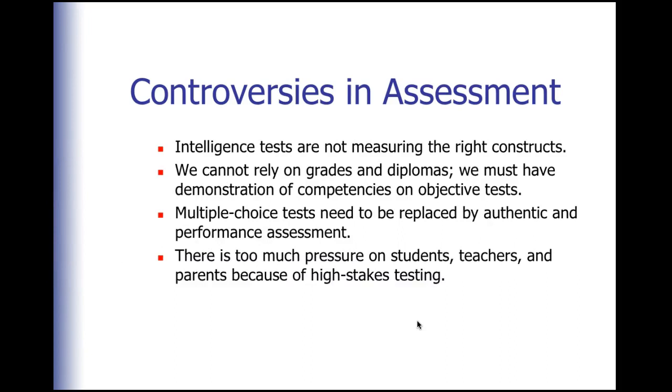So, other controversies in assessment. Intelligence tests are not measuring the right construct. We'll be looking more at IQ tests later on in this semester. What this bullet is referring to is that minorities score on average below Caucasians on measures of IQ. And many have argued that IQ tests do not measure the correct constructs. For example, the vocabulary subtest is seen as favouring middle-class Caucasians who have access to a privileged education system.